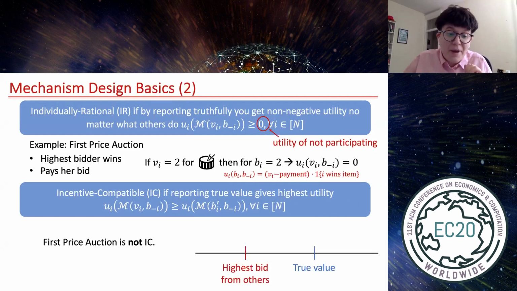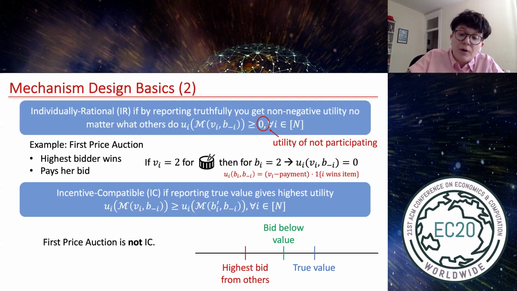Let's see an example of a mechanism that's not incentive compatible: the mechanism that we talked about in the previous example, the first price auction. Assume that we are in this regime where your true value is above the highest bid from all other bidders. So you know that if you bid your true value, you actually win the item. But what happens if you bid slightly below your true value? Well, you still win and you get to pay a lower price, because it's a first price auction, so you pay whatever you declared your bid to be if you win. Which means that the first price auction is not incentive compatible, because you have an incentive to report something smaller than your actual value.